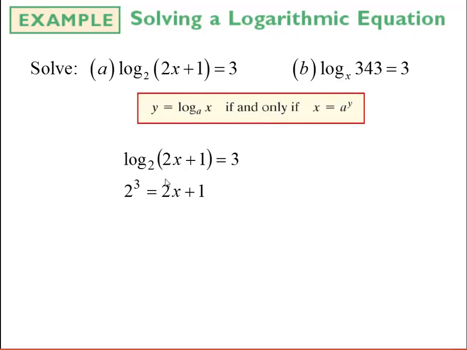I'm going to say 2 to the power of 3 equals 2x plus 1, and then I'm going to isolate the x. So I'll subtract the 1 to the other side. 2 cubed is 8. I subtract the 1 to the other side, and then I divide both sides by 2, and I get the solution of x equals 7/2.